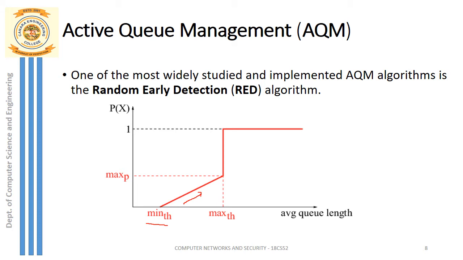This will be the indication for the sender to reduce the rate of sending packets. And once the average queue length reaches the maximum threshold, the probability of packet drop will increase drastically up to 1, and after this value all the packets will be dropped and no more packets will be allowed to enter the output queue. This is how random early detection works to manage the queue at the output port or input port.